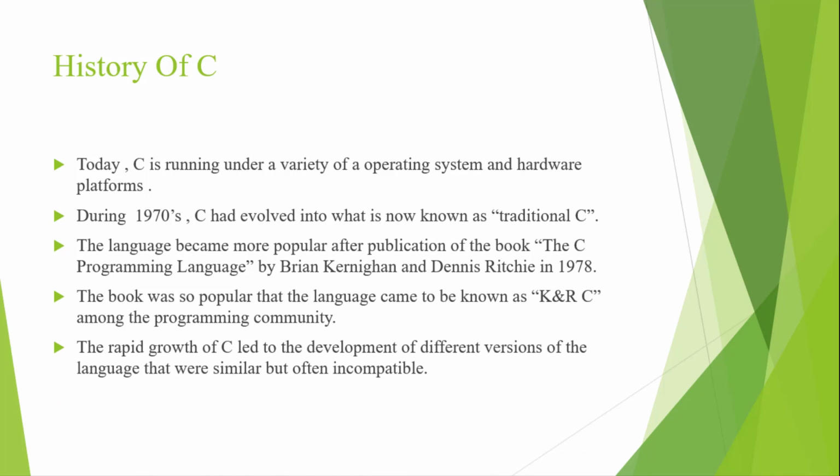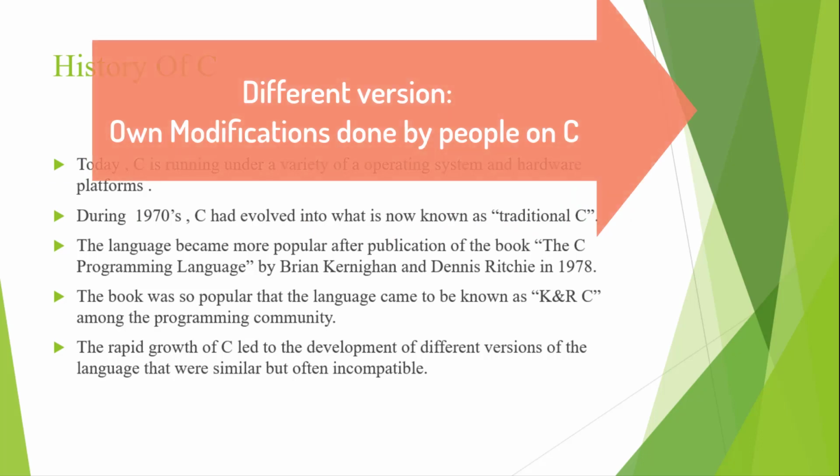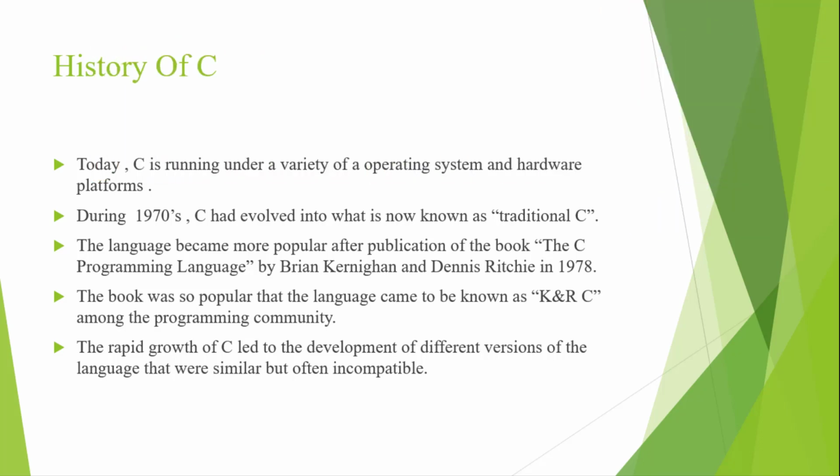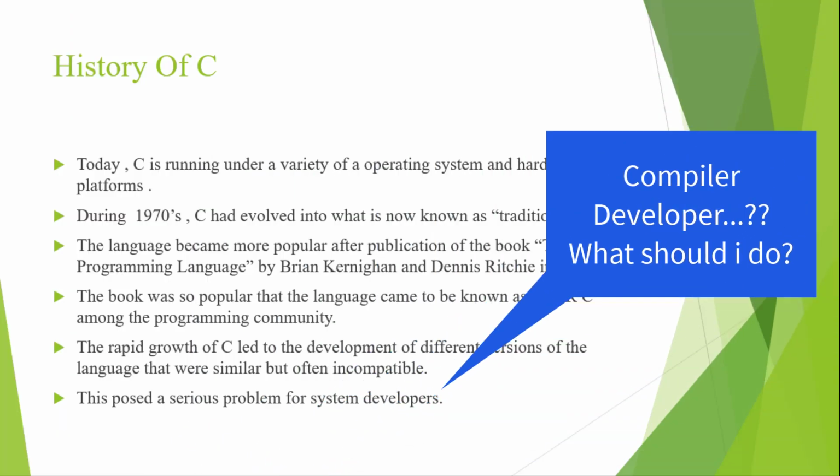The rapid growth of C led to the development of different versions of the language that were similar but often incompatible. Many organizations and people tried to develop their own version, but they were not compatible. This posed a serious problem for system developers.